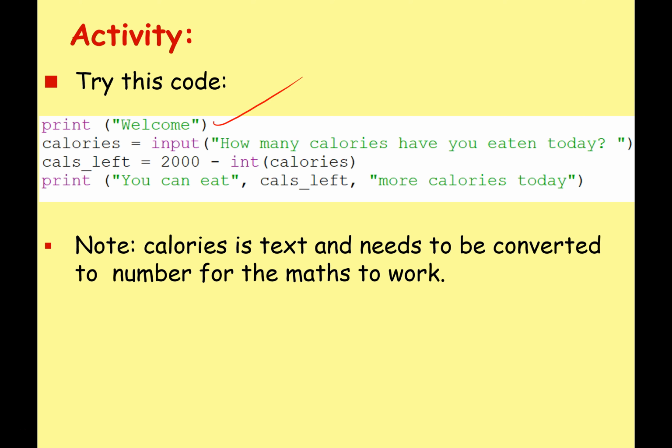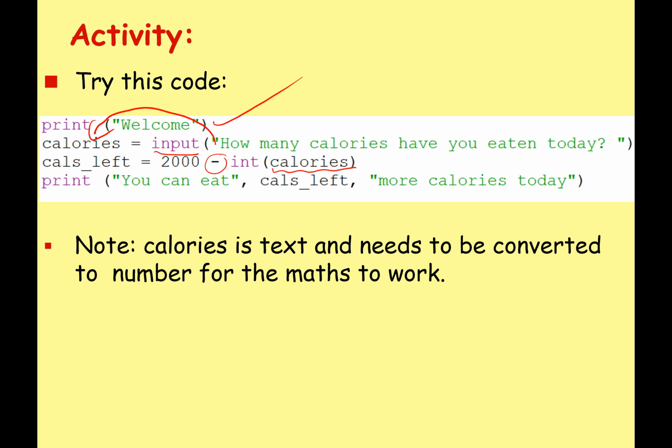Well, we know what input is. It's when we want to send information to the program. We can type it in. It gets added to the program. So the question is, how many calories have you eaten today? Okay, we'll type in a number, and then that's going to be stored as calories. Cals left equals 2,000 minus int calories. Well, we got the minus here, so this is probably going to be some kind of math. 2,000 calories minus whatever the user typed in earlier.